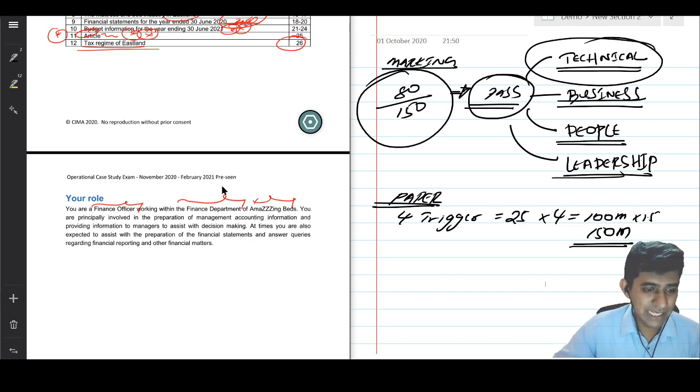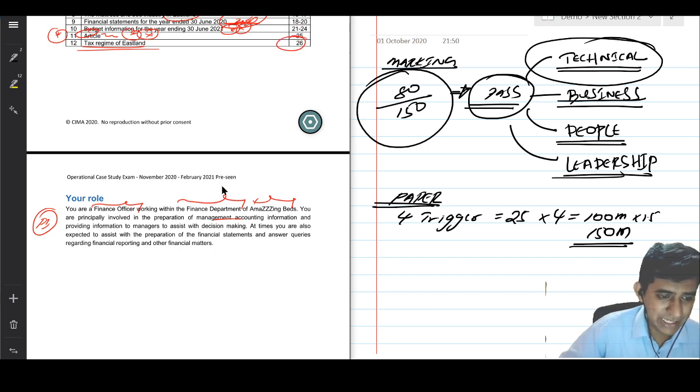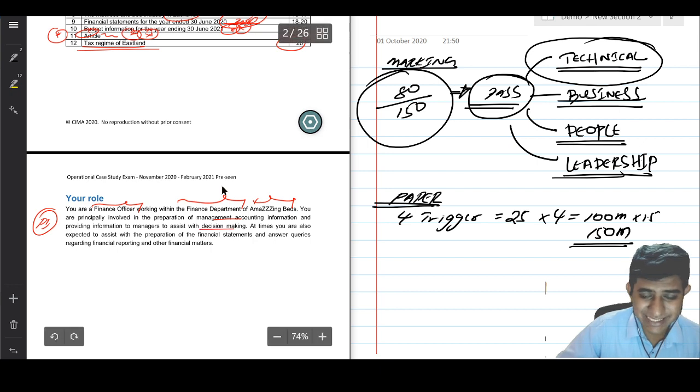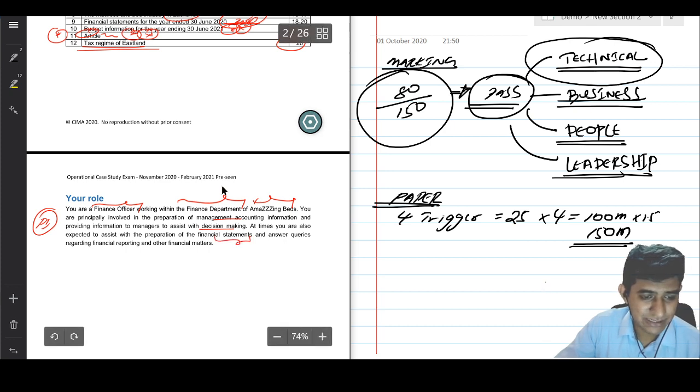You are principally involved in the preparation of management accounting. I told you P1 is very, very important. Please keep that in mind. And providing information to managers to assist the decision making, just to assist the decision making. That means you will not be making decisions, you will be providing information. So technicality is very important. At times, you are also expected to assist with the preparation of financial statements. So students, F1 knowledge is very important.